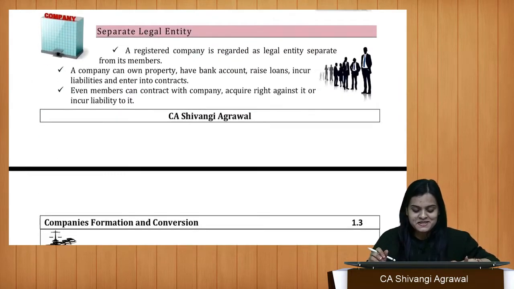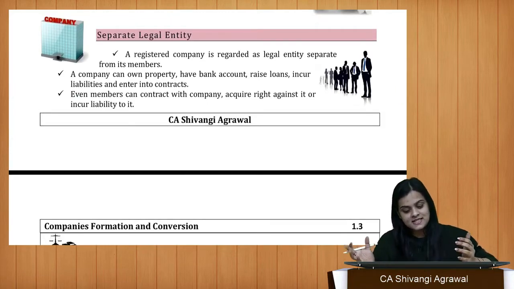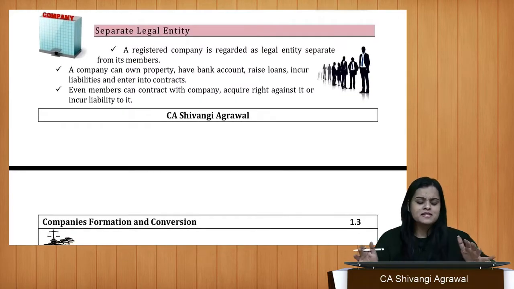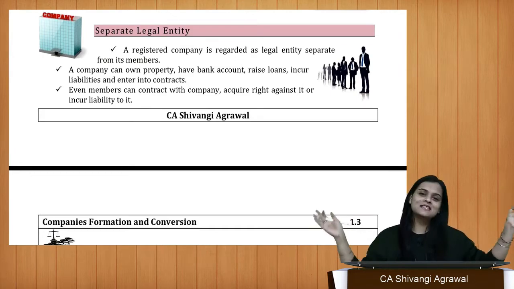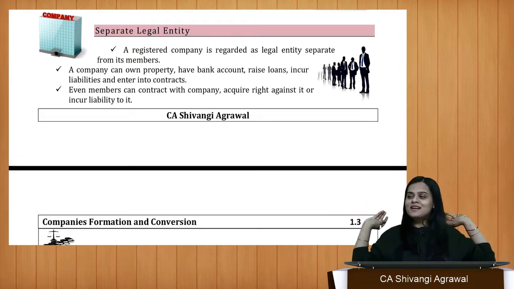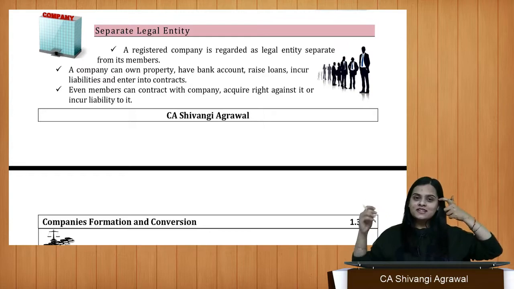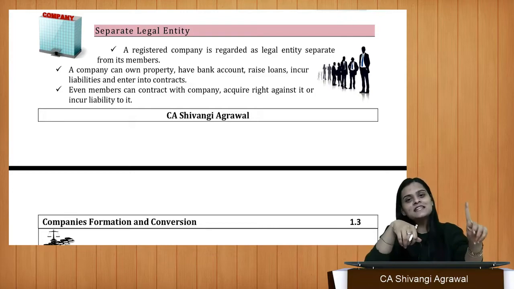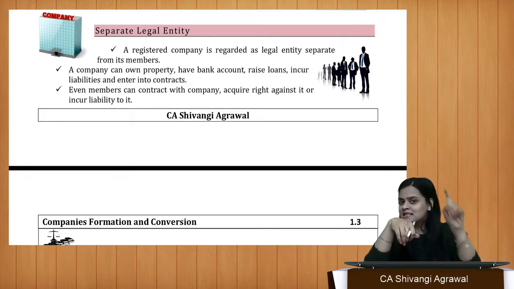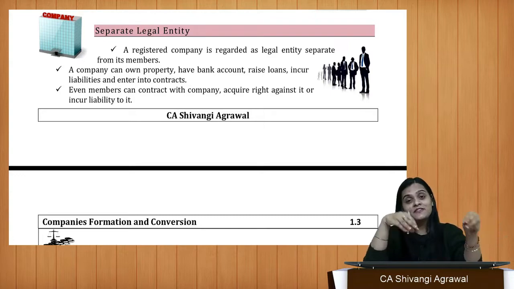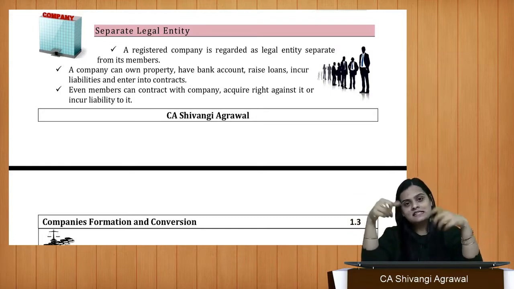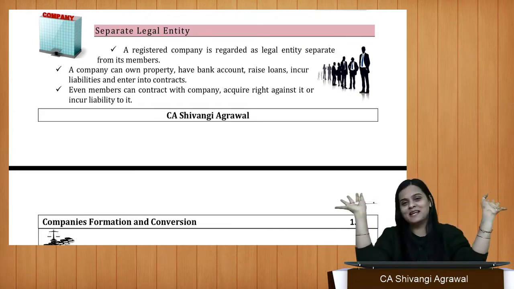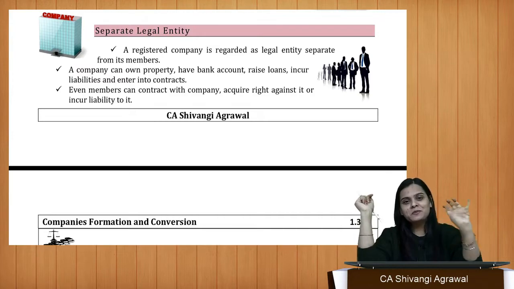Then comes separate legal entity. With separate legal entity, we come to a very famous case law, which is Salomon versus Salomon. Throughout your journey of company law, one case law which you must remember, and which I think everyone should be remembering, is Salomon, right? If there is just one case law that you can remember, it has to be Salomon, right? So it's a very famous case law.